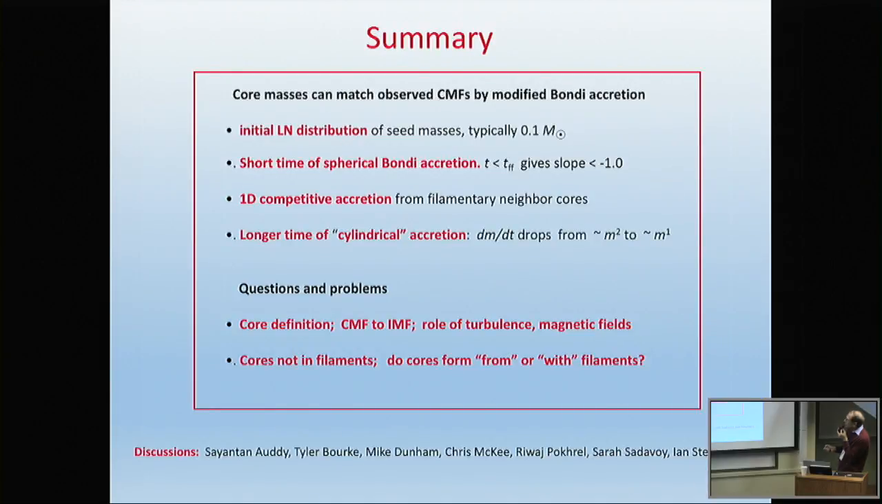What about the role of magnetic fields? This is a non-magnetic model. What about cores that are not in filaments? Not all cores are in filaments. Do they behave the same way? And finally, do cores form from filaments, as is often thought to be the case, or do they form at the same time as filaments due to accretion flows that bring the gas together, making both at the same time? Okay, thank you.